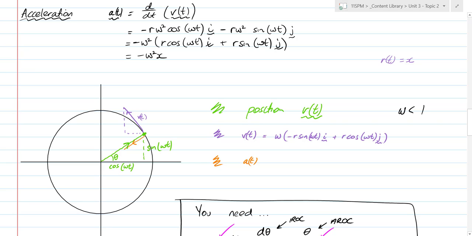Omega squared is the factor here, and omega squared, if omega is 0.8, then that's going to be less than 1, which means acceleration will be shorter. But if omega is 2, the acceleration will be larger. So it depends on what your angular velocity is. So there's that understanding, and these are the things that you need to know.